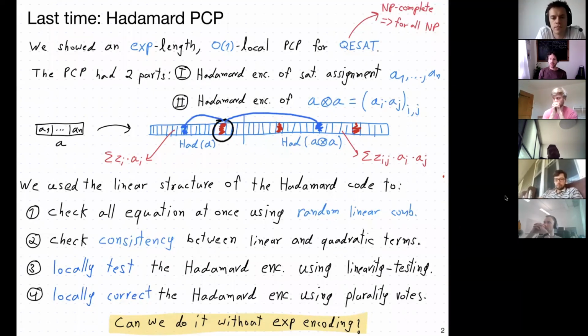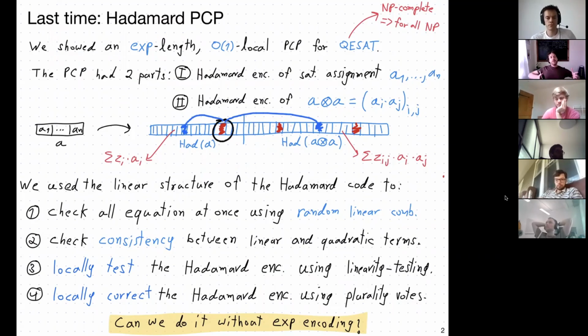Before we actually attack this goal, any questions regarding the scheme or the Hadamard PCP? Okay, so feel free to ask also in the chat if at some point you have a question.